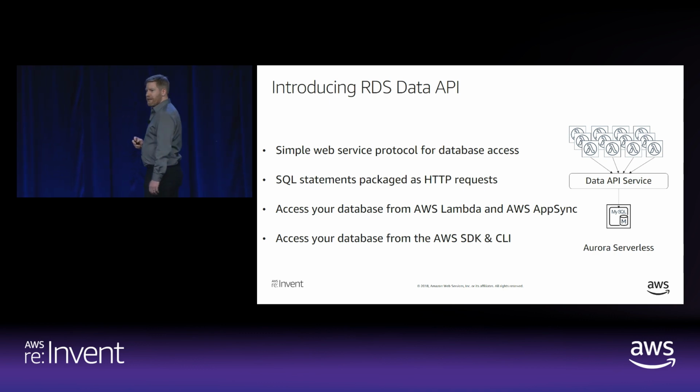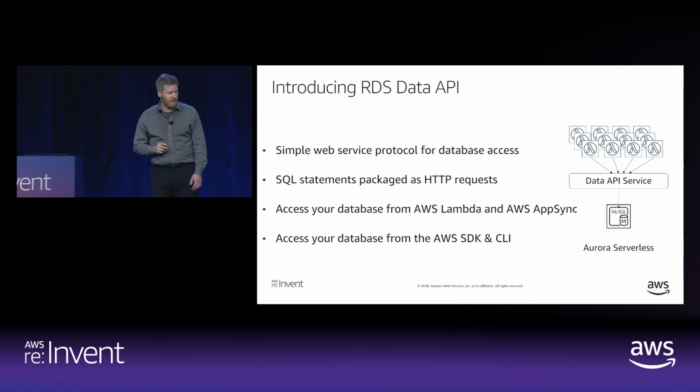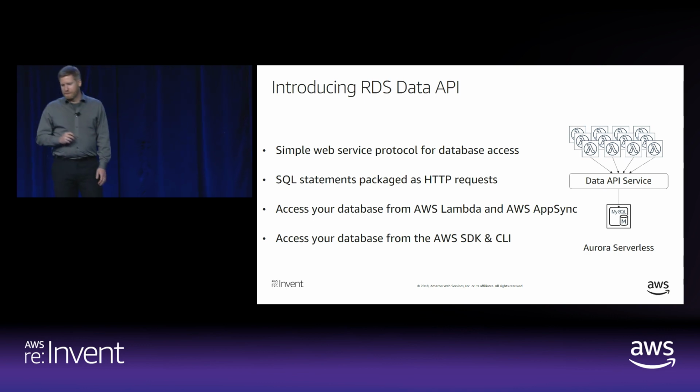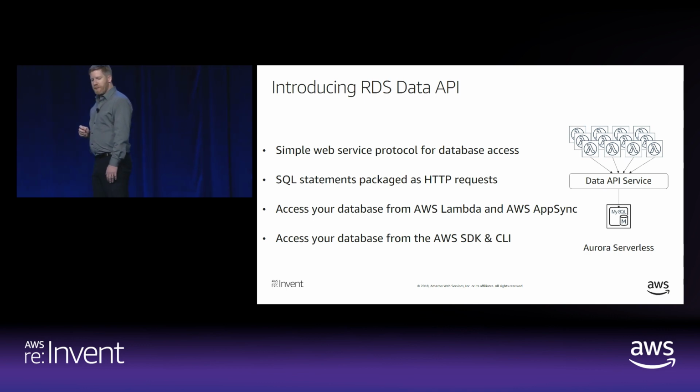Now, we've made it really, really easy to access your database from AWS Lambda and AWS AppSync, and I'm going to describe how that was made possible in just a moment. You can also access your database from the AWS Software Development Kit or the command line interface. So that's the RDS Data API.